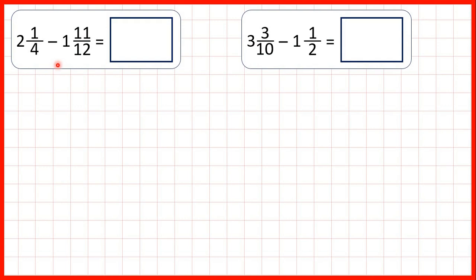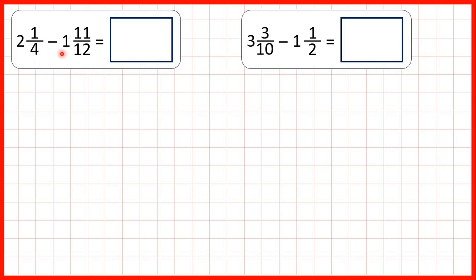So here we're subtracting mixed numbers, but this time the fraction in the number that we're subtracting is larger than the fraction in the number that we're subtracting from. So first we have 2 and 1/4 minus 1 and 11/12.